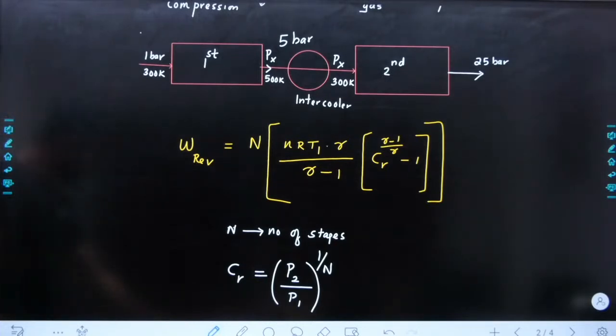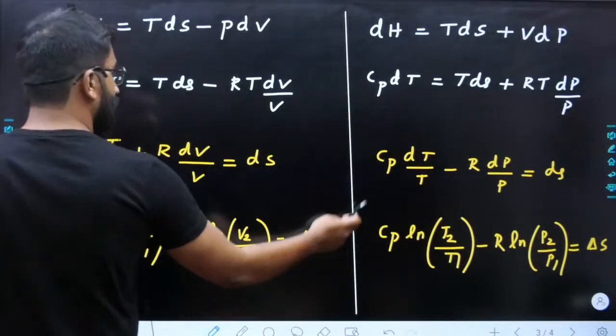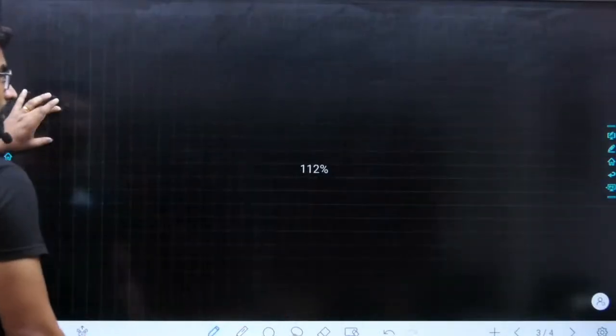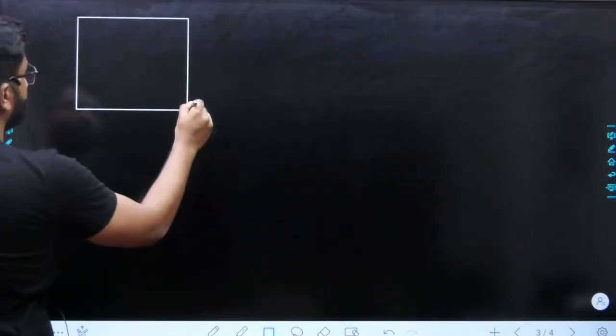Now we'll go for thermo 2. Okay, we'll go for thermo 2. Yes, up to this I hope there are no other doubts. So thermo 2 जाते हैं. So thermo 2 में क्या क्या है आपको? You have to remember 4 equations. I always start thermo 2 from here.